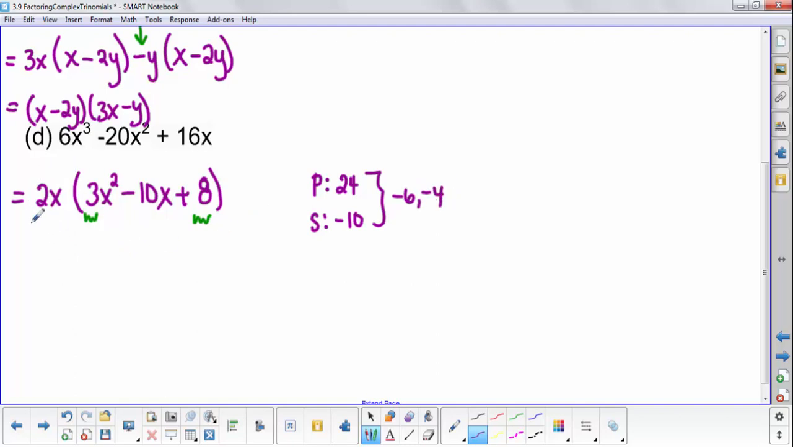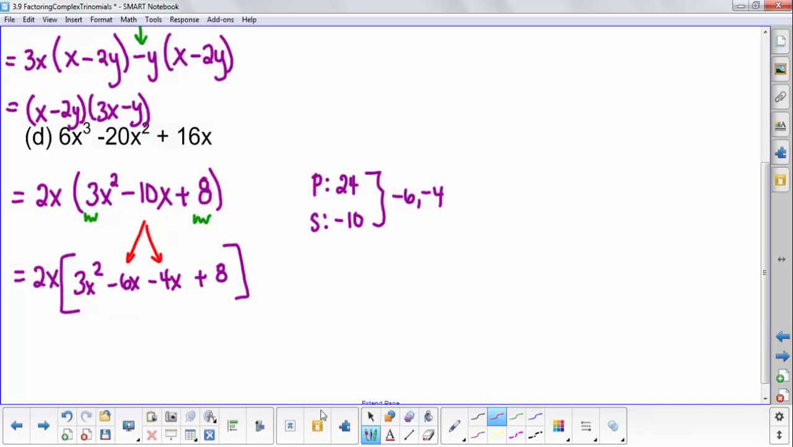So now that you've factored out this 2x, you don't ignore it, but you keep writing it. It kind of goes along for the ride, but we're just focusing on this. We are going to rewrite the expression by breaking down the 10x into -6x and -4x. Okay, so nothing has changed. We just rewrote the expression.